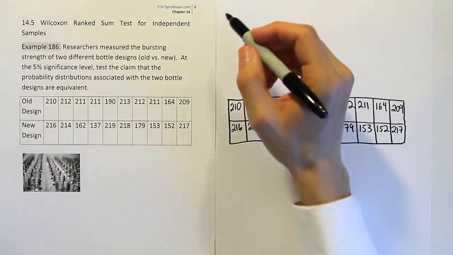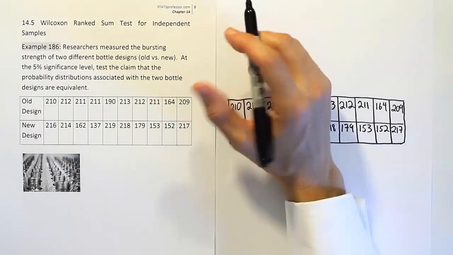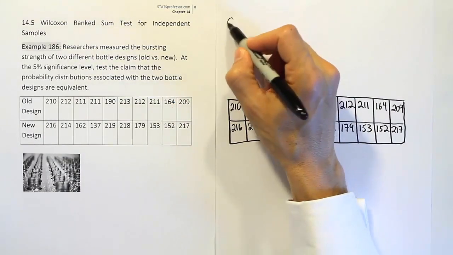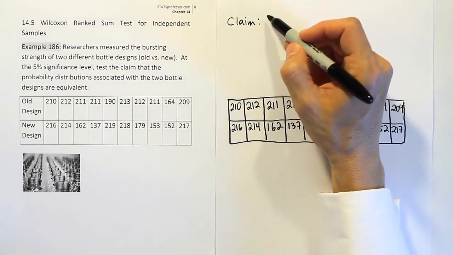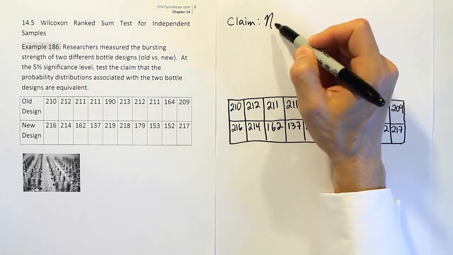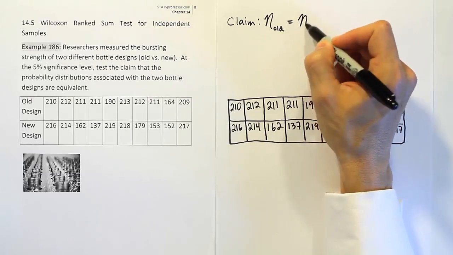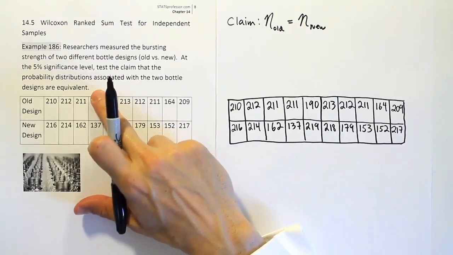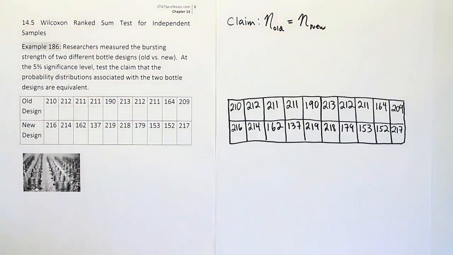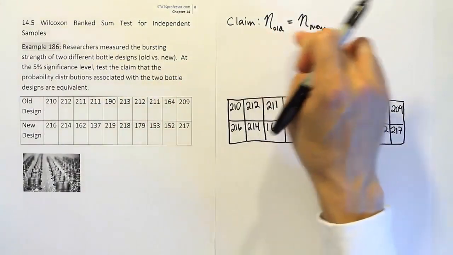But what I want to do mainly is express the claim in a different way than I did in the notes, to see the two different alternatives. So instead of using the method I used in the notes, I could actually talk about the medians. I can say, hey, look, the median for the old bottles should be equal to the median of the new bottles. And why would this be true? Well, if the probability distributions are equivalent, then the medians would be in the same location. So we could boil that expression down to a statement about the medians.